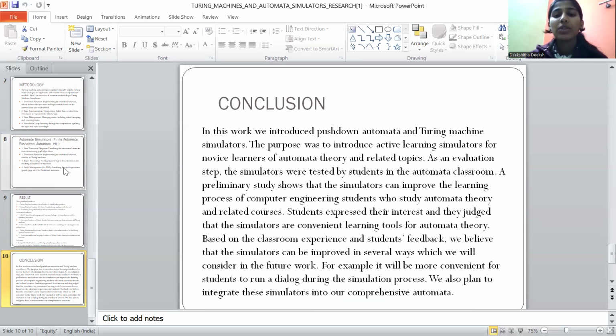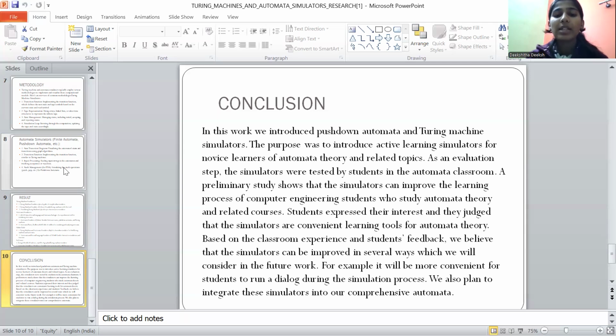The purpose was to introduce active learning simulators for novice learners of automata theory and related topics. As an evaluation step, the simulators were tested by students in the automata classroom. A preliminary study shows the simulators can improve the learning process of computer engineering students who study automata theory and related courses. Students expressed their interest and judged the simulators to be convenient learning tools for automata theory.